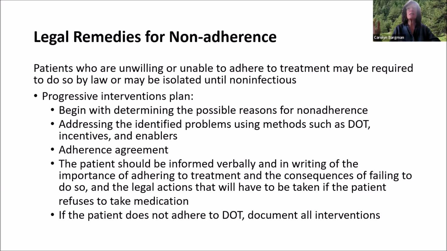But a progressive intervention plan is important. You need to begin with determining the possible reasons for non-adherence. So all those things we talked about earlier, I'm trying to identify those problems and ways to combat them, such as using DOT or incentives, enablers. You have to have that adherence agreement signed up front, because they need to know verbally and in writing of the importance of adhering to treatment and the consequences of failing to do so, and that legal actions could be taken if they refuse to take their medication or they refuse to show up.